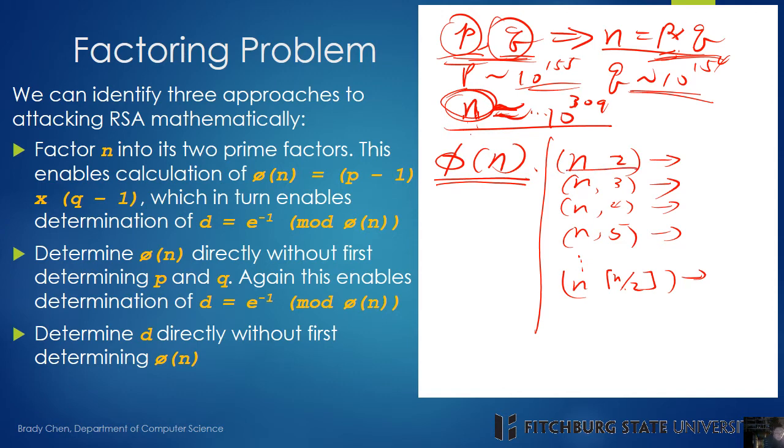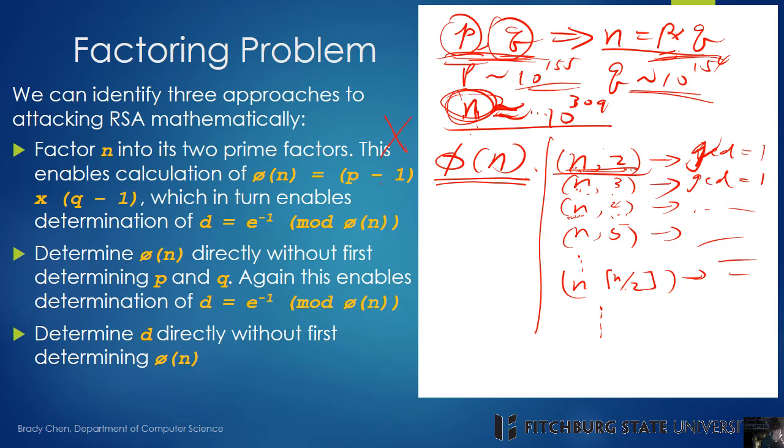So you have to find the greatest common divisor between n and 2. That's once. If the greatest common divisor is 1, that means n and 2 are relatively prime. Of course they are relatively prime because n is an odd number. Then you figure out whether n and 3 are relatively prime, so you calculate the GCD for n and 3. If it's 1, then you figure out whether n and 4 are relatively prime. You keep doing this for all the numbers from 2 to half of n. That's computationally infeasible.